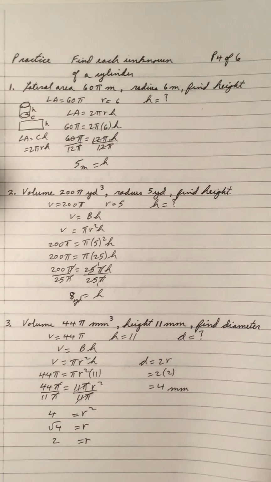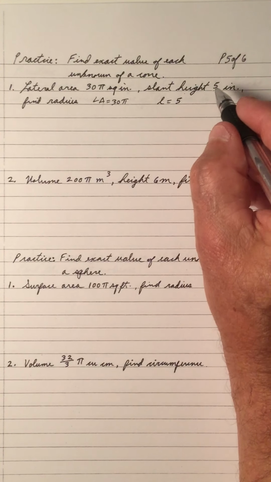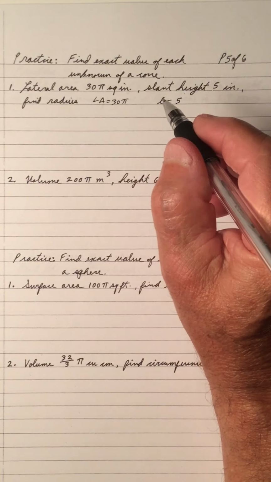So we're dealing with a cone now. The lateral area, LA, is 30 pi square inches. The slant height, which is L, is 5 inches. So we need the formula for the lateral area of a cone. The lateral area of a cone is pi r L. You have to memorize it, that's an odd one. We want to find the radius, which is r.